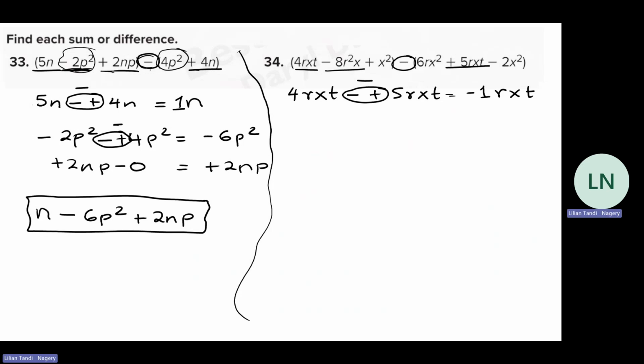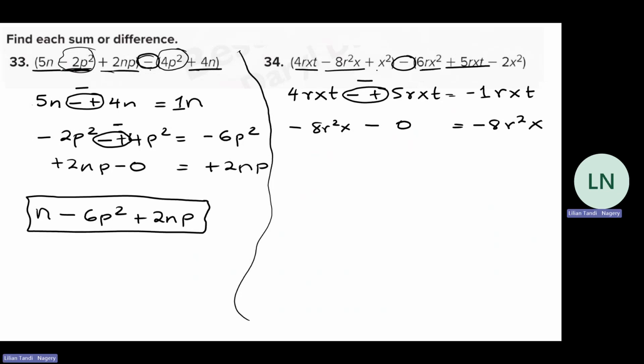Then we look for this person, R squared X, which here. So negative 8R squared X minus positive 6R. Oh, no, those are not friends. Negative R squared X, there's no R squared X. So minus 0. So that will be negative 8R squared X. So you have to be very careful. You have to look, make sure your variables are matching.